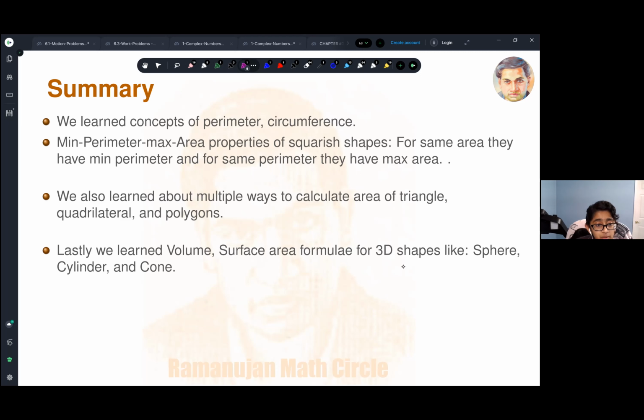We also learned a little bit about how to calculate the area of a triangle, of a quadrilateral, and we looked into the perimeter of some polygons as well. And lastly, we learned about volume, surface area, and formulas for 3D shapes like sphere, cylinder, and cone in specific, which actually show up more on AMC8.